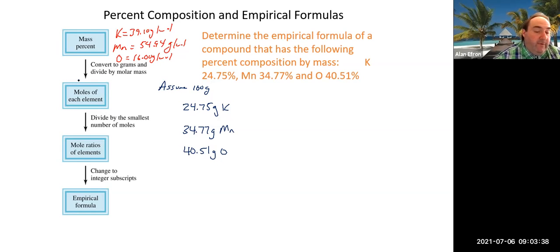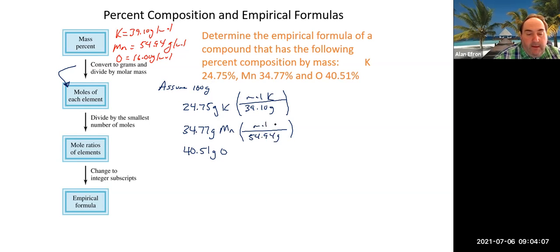And now we can convert into our next step. We have these in grams, and we now want to convert them into moles, as our little tree over here says. To do that, we go to the periodic table and find the molar mass of each of these elements, which for potassium is 39.10. For Mn, as I wrote up there, it is 54.94. And our oxygen is 16 grams per mole of oxygen.